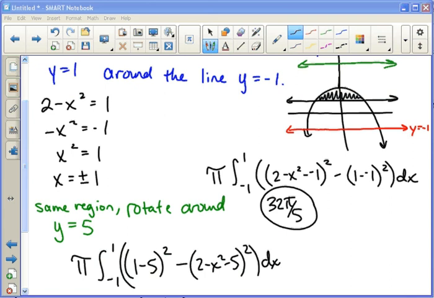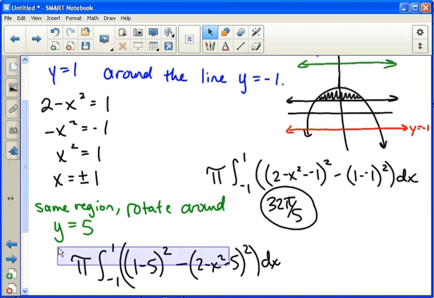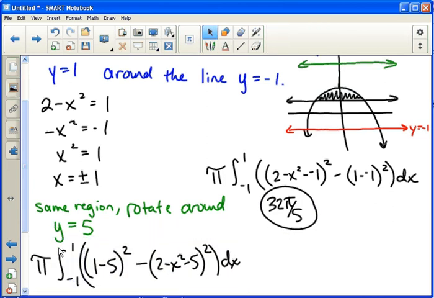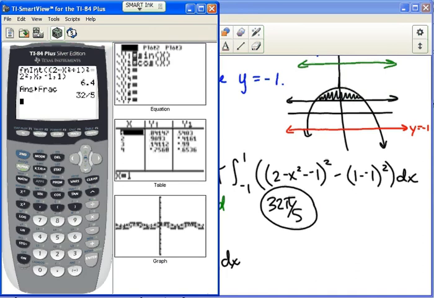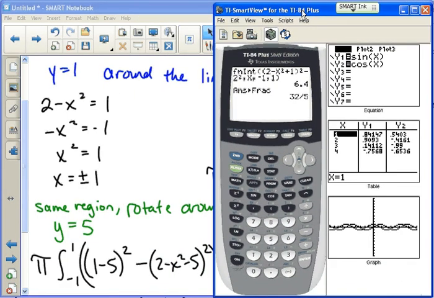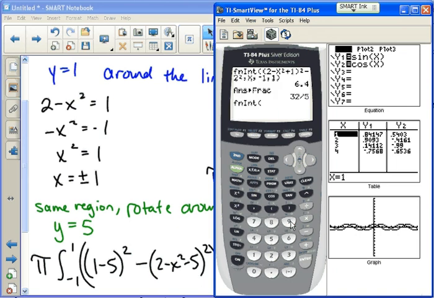So let's plug this one in now. I'll move it over so we can use the calculator more easily. Okay, so let's see. Math 9. 1 minus 5, that's negative 4 squared. Make sure you put that in parentheses. Minus parentheses 2 minus x squared minus 5, all squared. And then comma x, comma negative 1, comma 1. We enter 9.6, which is 48 over 5. And then we have to put the pi with it. So we get 48 pi over 5.